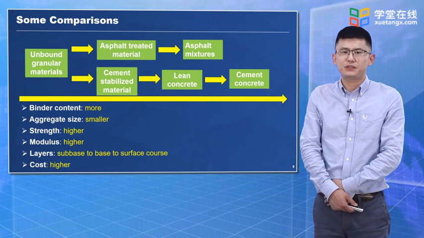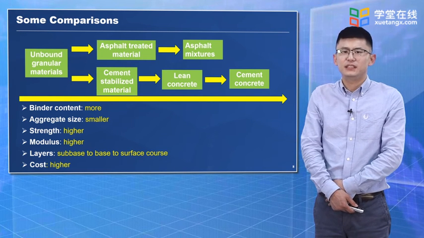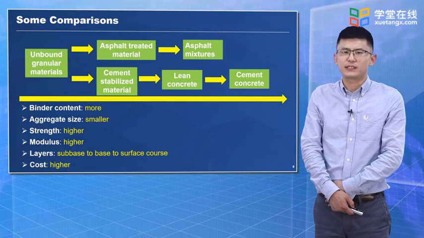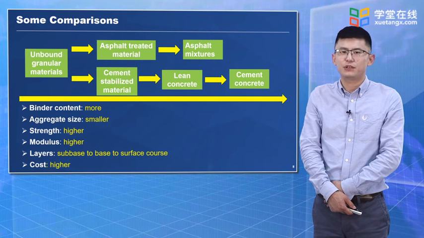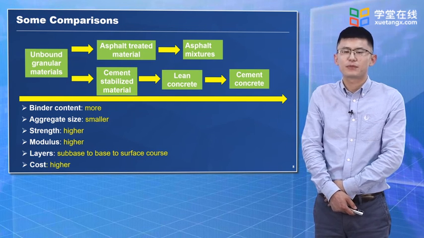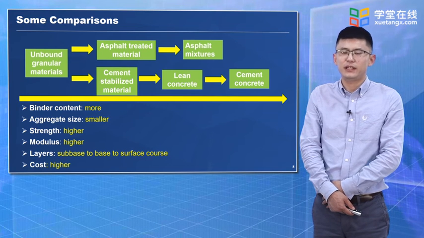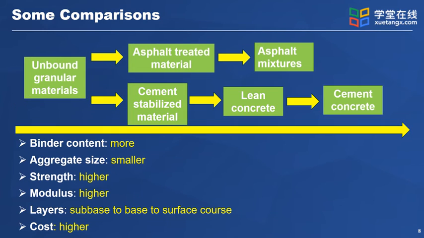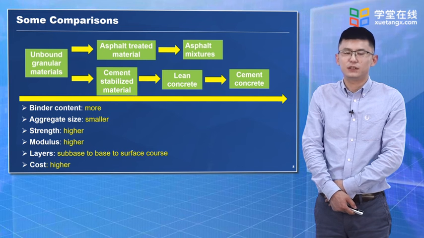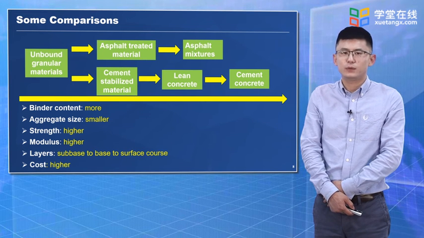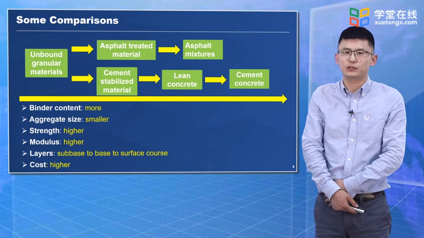So from the left to the right, we have generally a trend like this. For example, the binder content: from the left to the right, we will have more and more binder content. And for the aggregate size, we generally have smaller size, but this is not a very rigid trend. For example, for the lean concrete, we could have comparable aggregate size to the unbounded granular materials. This is only a general trend. And about the strength, you can see that from the left to the right, we have higher and higher strength. Of course, we can also see that they have higher modulus.